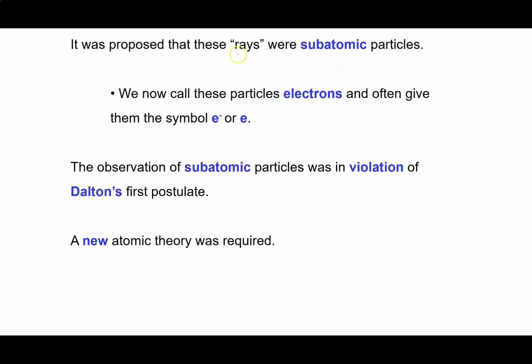So he proposes that these rays are subatomic particles, which we now call electrons, and we give the symbol e superscript minus. Now, this is in violation of Dalton's first postulate that said that atoms are indivisible. We seem to have observed a subatomic particle. And so as a result, people were very excited to try and develop a new atomic theory that was an improvement on Dalton's.